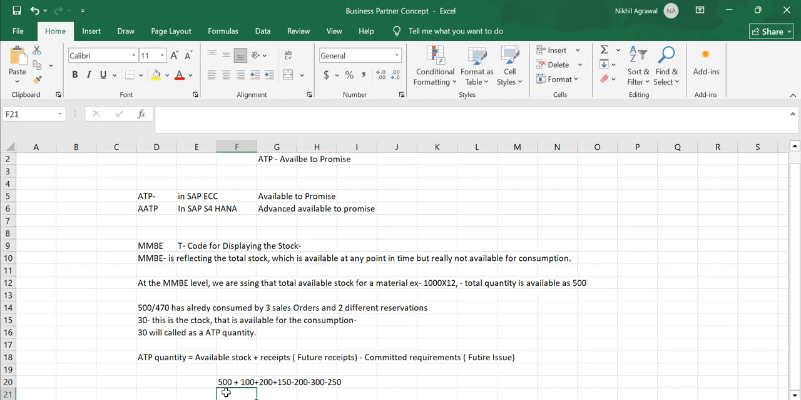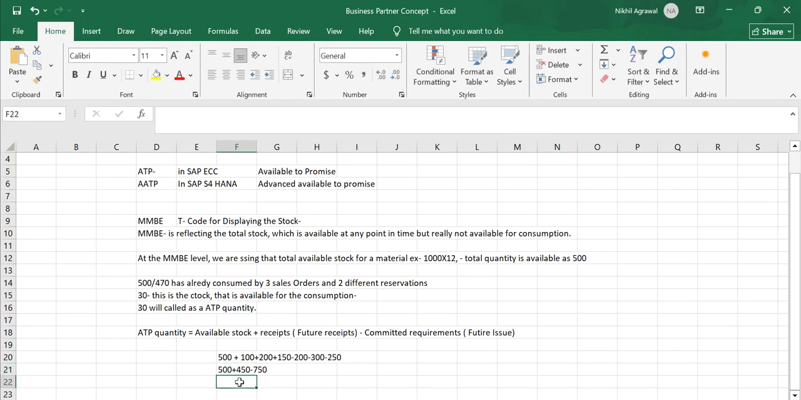So let us finalize it. 500 plus total future receipts of 100 plus 200 plus 150, so plus 450. We are going to receive 450 in future, and how much are we going to issue in future? 200 plus 300 plus 250, which is 750. So what will be the ATP quantity? ATP quantity will be 950 minus 750. So at any particular point in time, the ATP quantity will be 200.